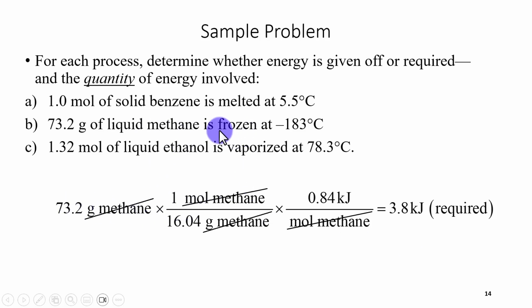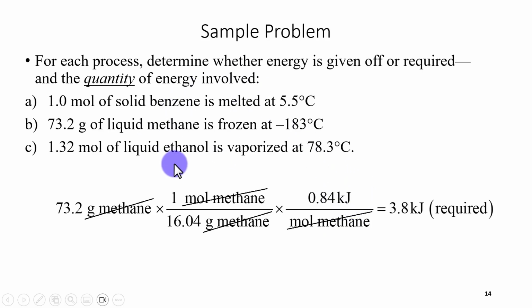From the solid to the liquid. To go from a solid to a liquid, I need to add energy, so it is required. And the moles will cancel with moles, leaving me with kilojoules. So if I do 73.2 times 0.84 divided by 16.04, that will give me 3.8 kilojoules. Note that everything else cancels out except for kilojoules.